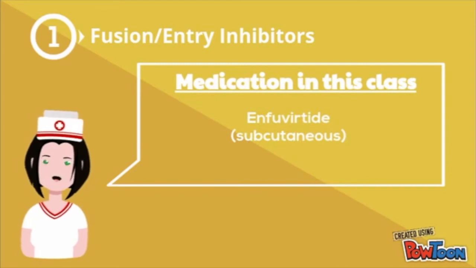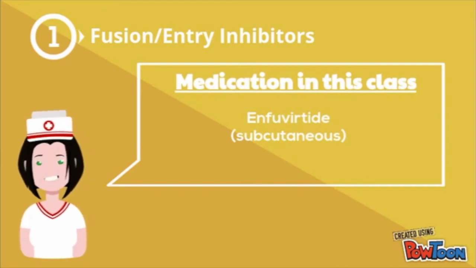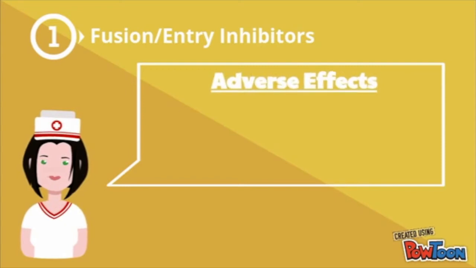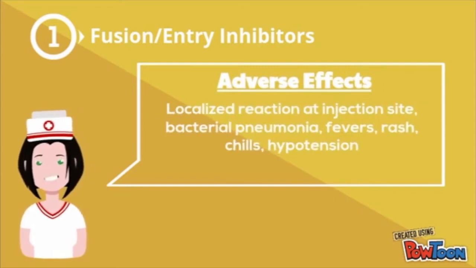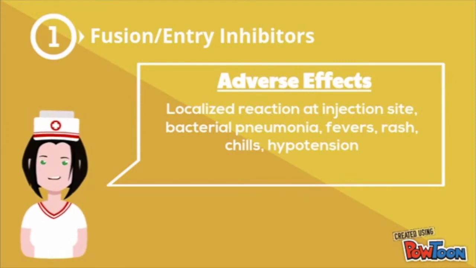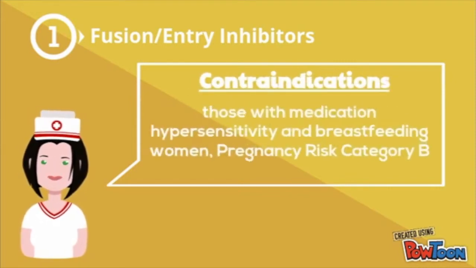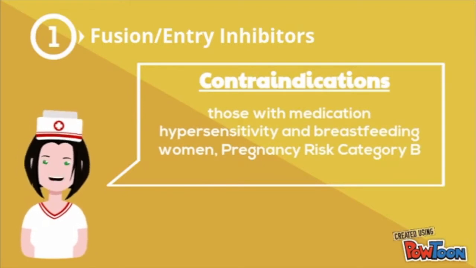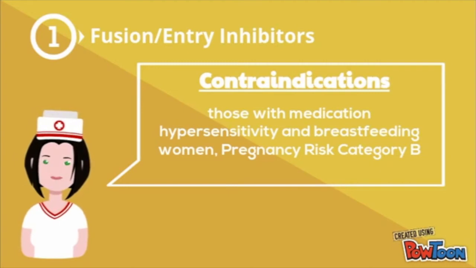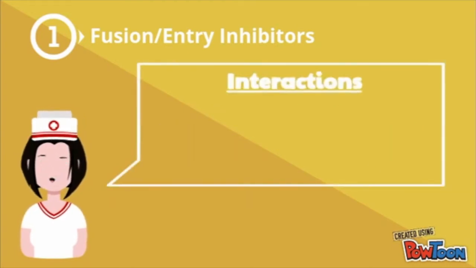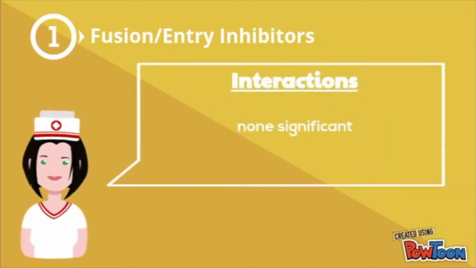Enfuvirtide is one of the drugs in this class. It is given subcutaneously. Adverse effects include localized reaction at the injection site, bacterial pneumonia, fevers, rash, chills, and hypotension. It is contraindicated in those with medication hypersensitivity and those who are breastfeeding. It is pregnancy risk category B. There are no significant interactions with this drug.